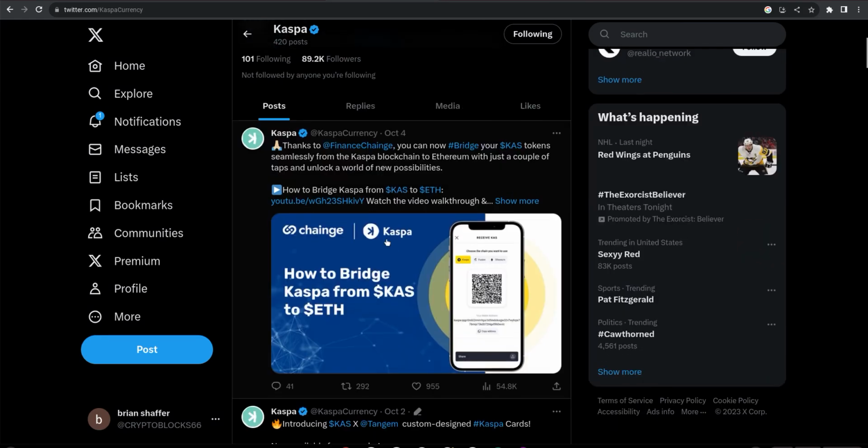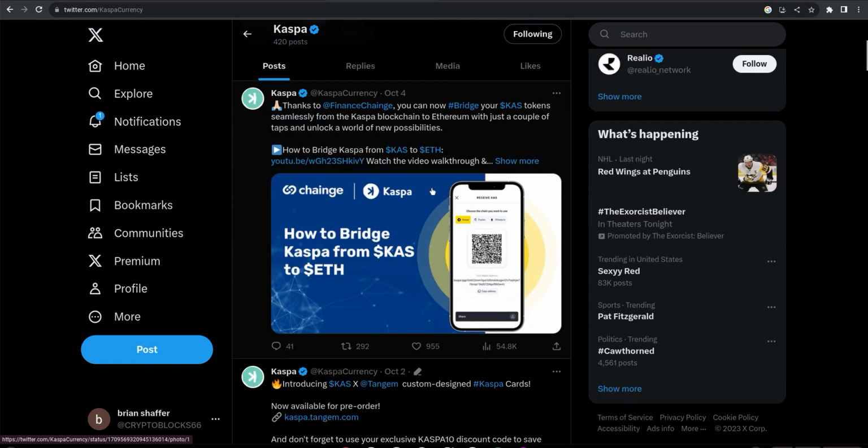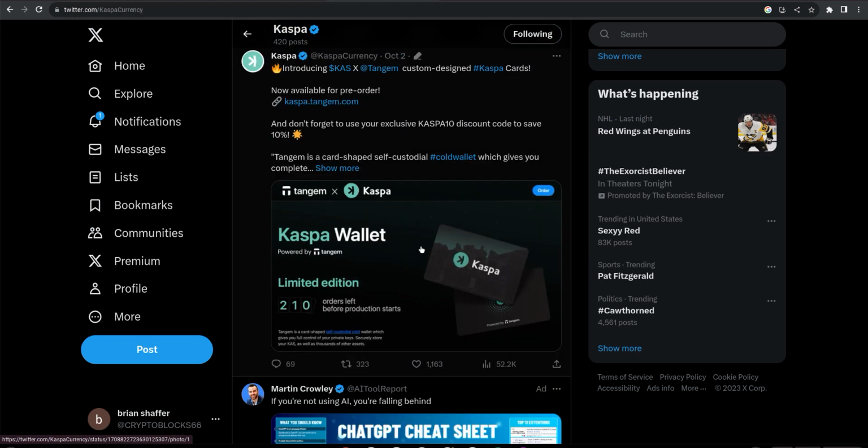right on Kaspa's website here. They have: thanks to Chainge Finance, you can now bridge your Kaspa tokens from the Kaspa blockchain to Ethereum with just a couple of taps and unlock a world of new possibilities. That's right from Kaspa there. So now you can bridge your Kaspa over to Ethereum on Chainge. They put that out, what was that, October 4th. And then of course that wallet that we were going over there.